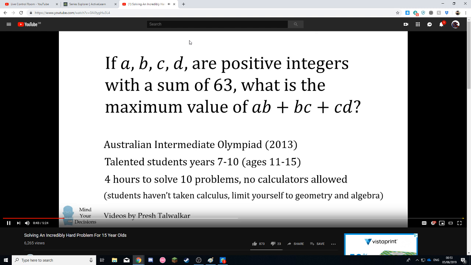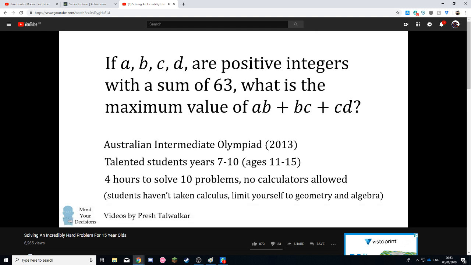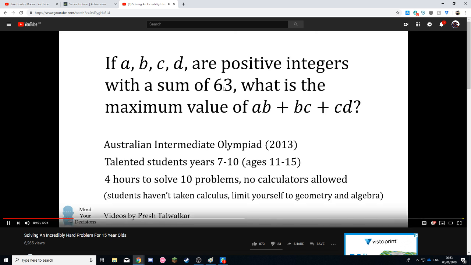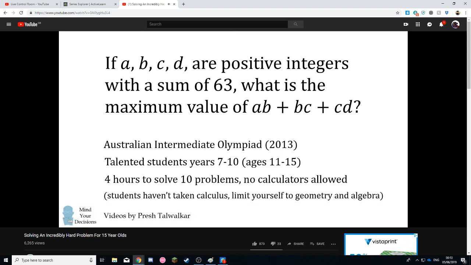Students haven't taken calculus yet, so limit yourself to solving this problem using geometry and algebra. I'll admit, it's a very hard problem. I wasn't able to solve it. If you'd like to give it a try, pause the video right now, and when you're ready, keep watching the video for a solution.